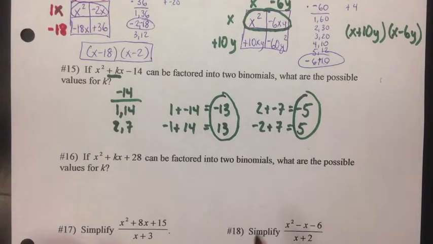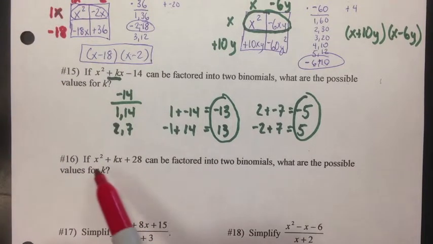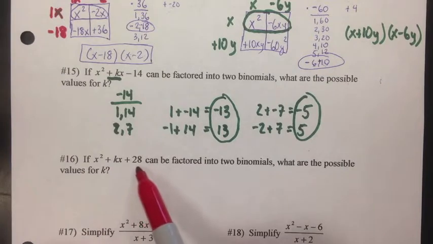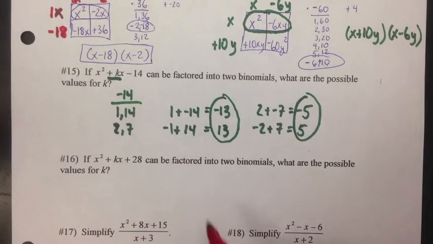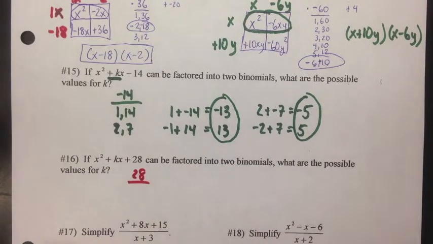All right, so here we go, part 2, and we only have 3 problems left here, so this won't take too long. 16 is very similar to 15. The only difference is that your constant is a positive 28. All right, so let's go ahead and look at factors of 28.